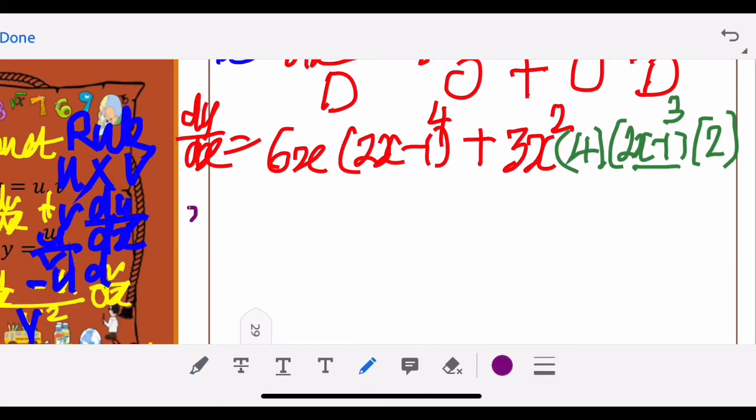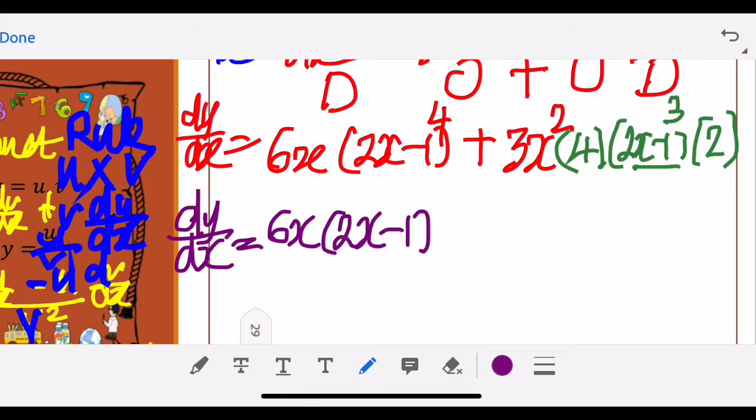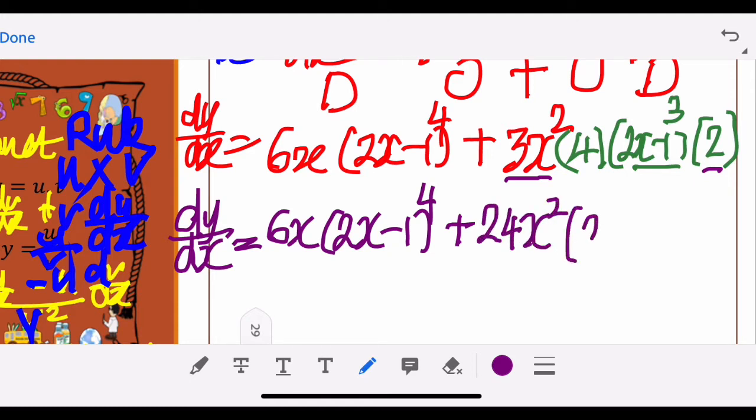This is a product rule, so you just plus. Now I want you to write properly like this. And then we simplify: 4 times 3 is 12, x squared. No, 8 times 3 is 24, right? So we multiply all the numbers. 3x squared. 24x squared, 2x minus 1, power 3, right?